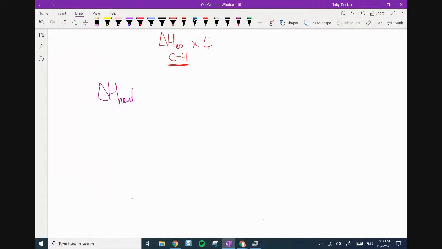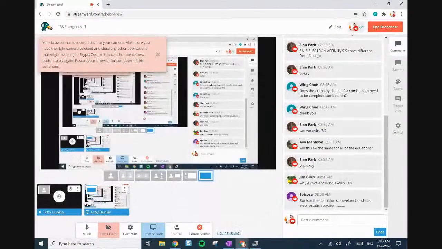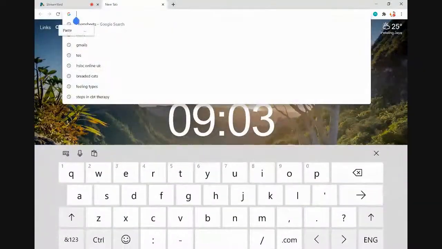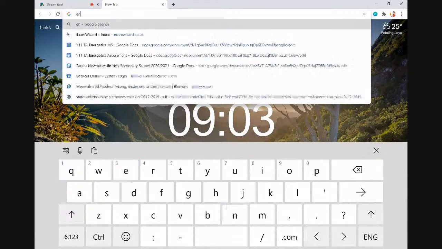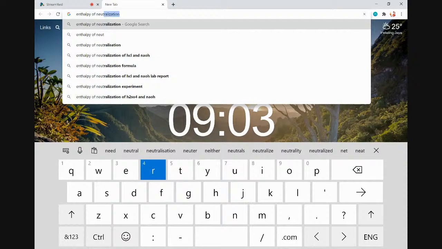What I'd like you to do is look up that particular definition. In fact, I'll do it with you. I want to show you that the internet is a great resource, but it's also full of junk chemistry, which is really not very useful. I want to show you how this differs from what I'm writing. Enthalpy of neutralization.